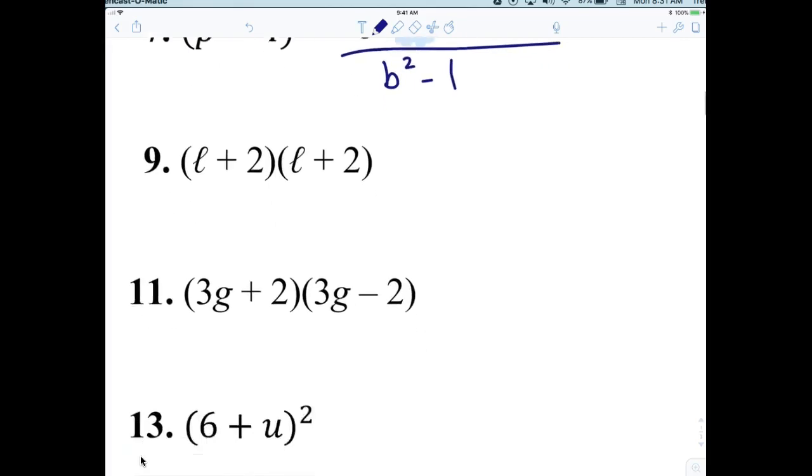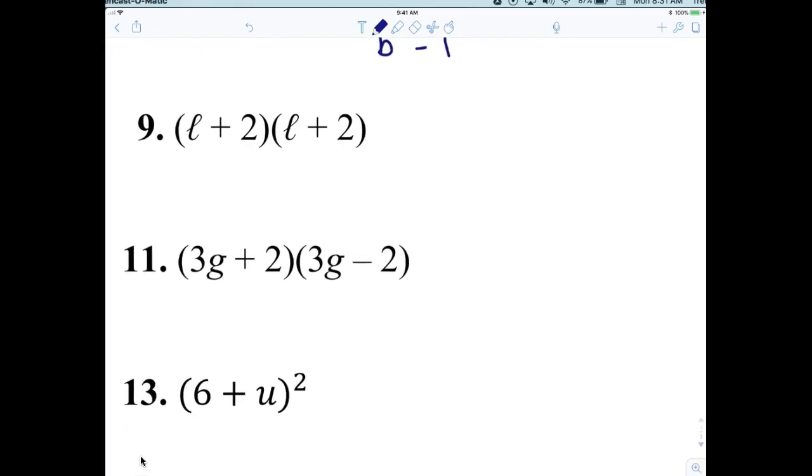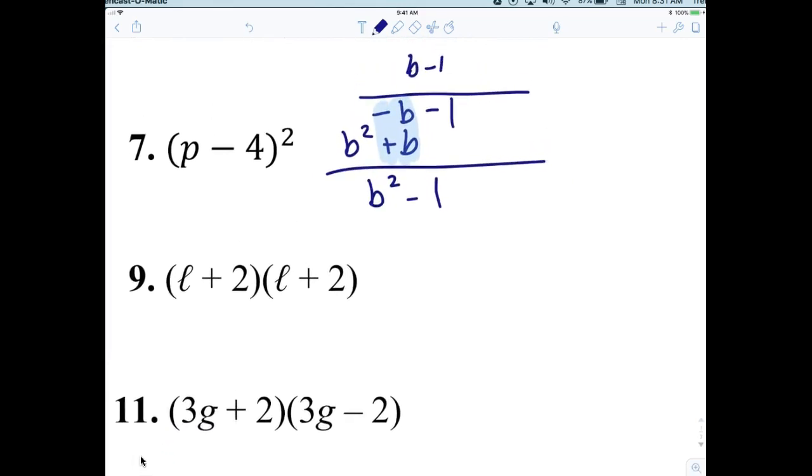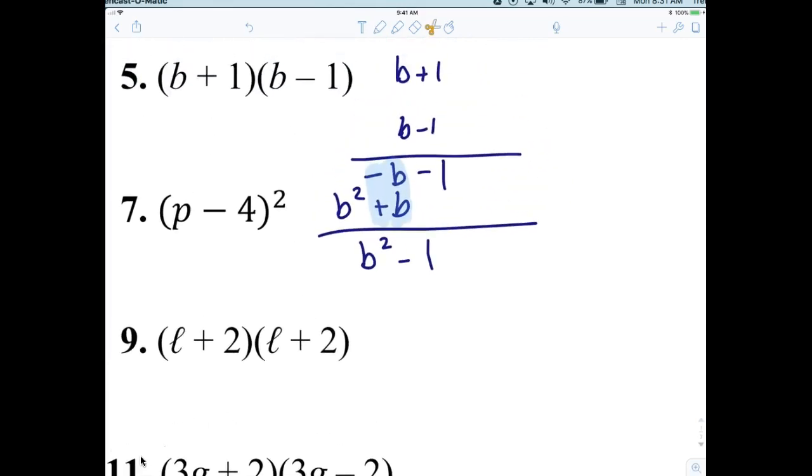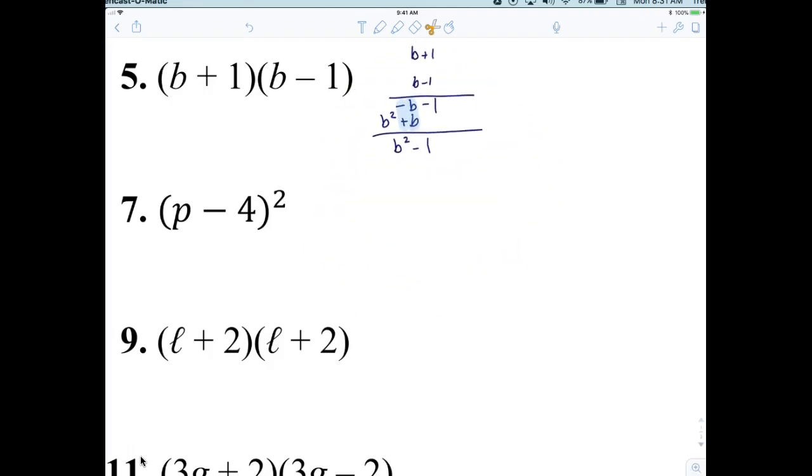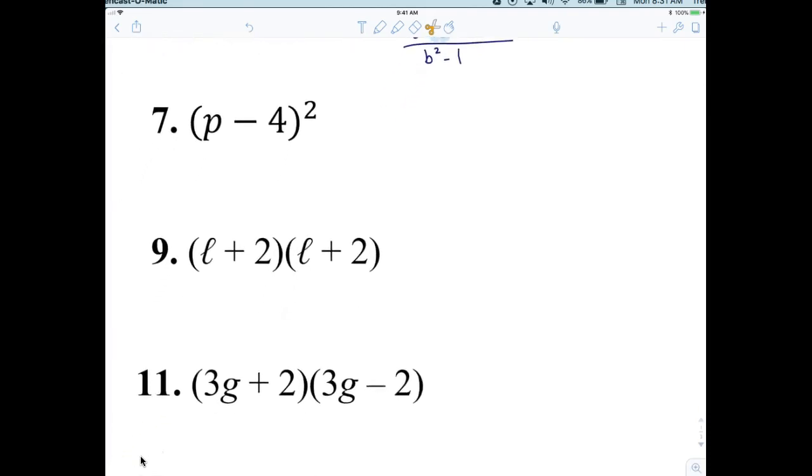All right, L plus 2 times L plus 2. Now, did I skip 7? Okay, thank you. So I'm going to do one more, and then I'm going to show you the shortcut techniques that I would want you to be able to do. It's very easy. So here we go.